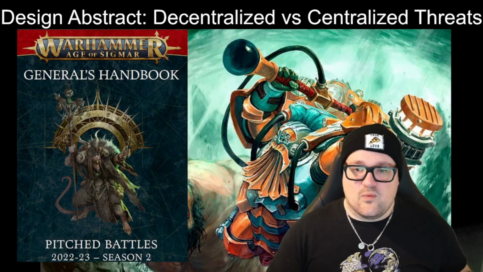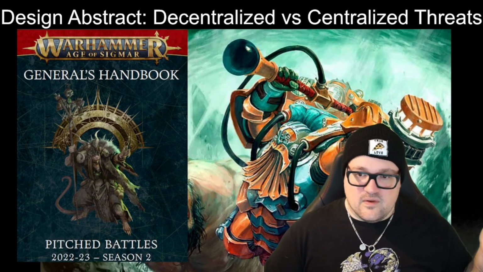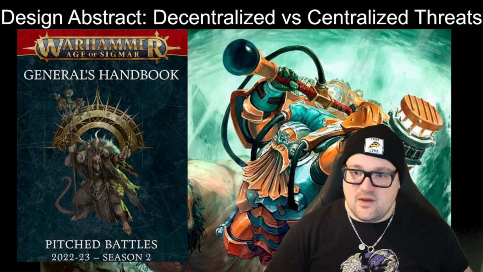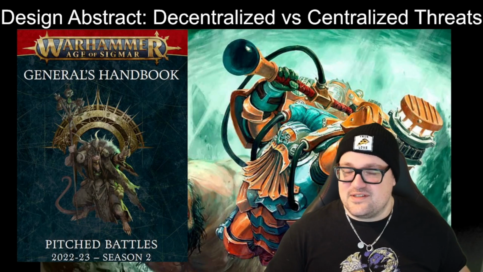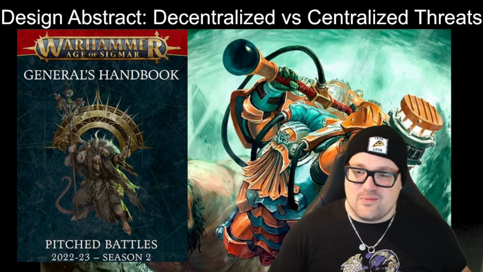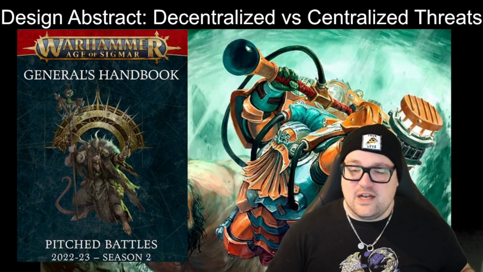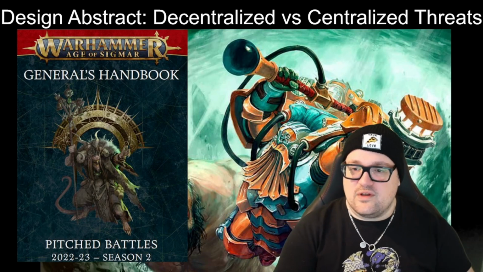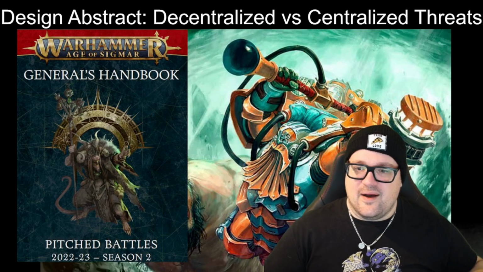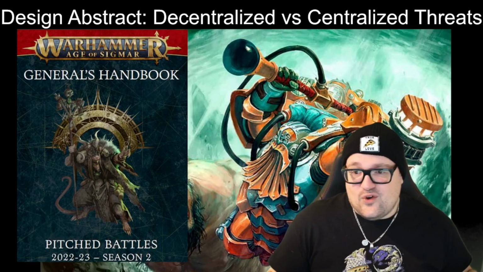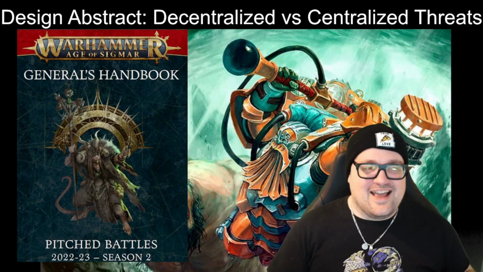So we'll start with Gloomspite Gitz. Gloomspite Gitz are an incredible army about decentralized threats. Actually, I think they're one of my favorite armies for decentralized threats. You can get high wound density in squigs. Firstly, it's a squig list, of course. Why would you play anything else? You could play troll lists. They're also very good at decentralized threats.